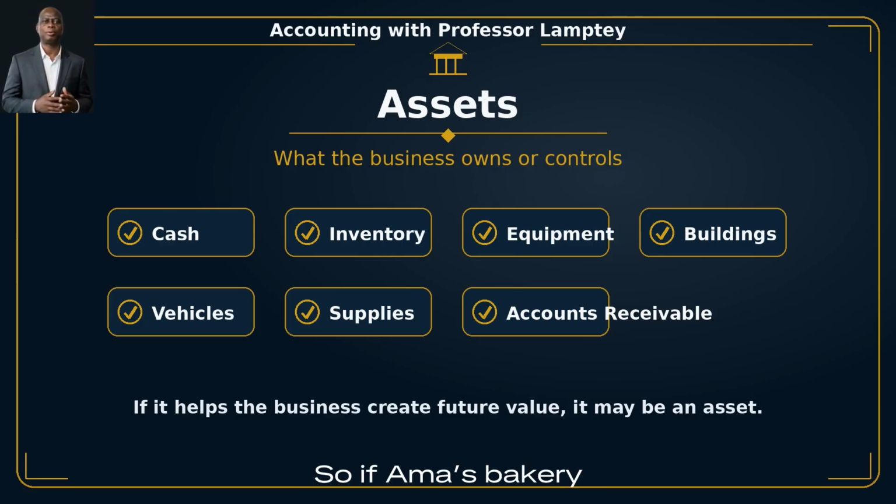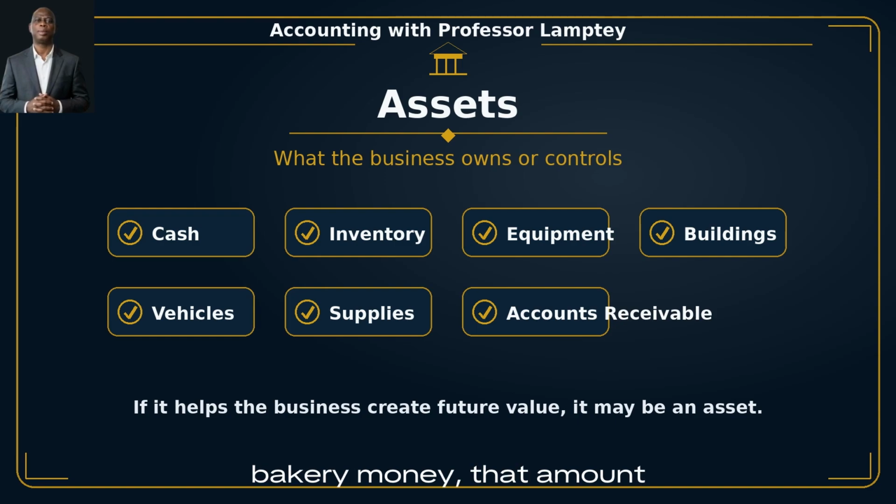So if Amma's bakery owns an oven, that oven is an asset. If the bakery has cash in the bank, that cash is an asset. If customers owe the bakery money, that amount is also an asset.